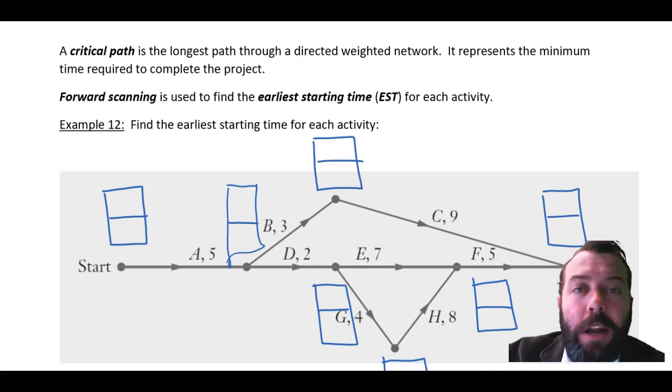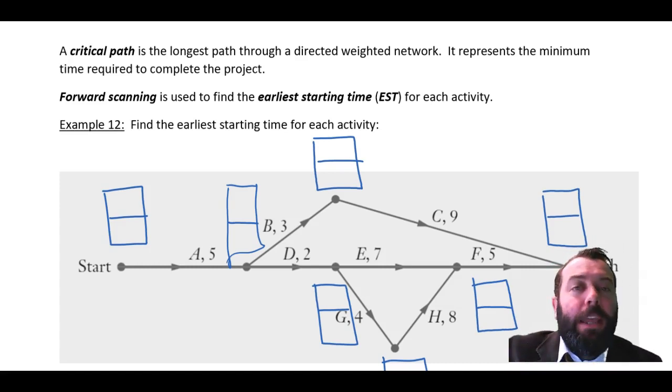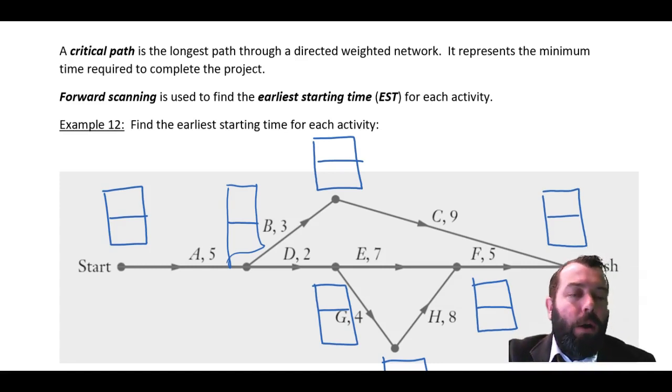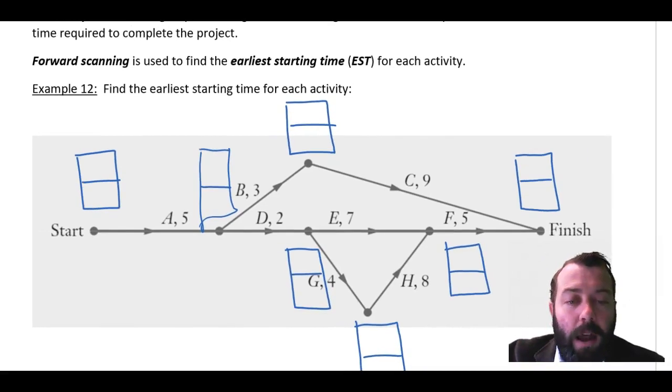In the first part we looked at activity tables and now we're going to look at critical paths, forward scanning and the earliest starting time. Now you can see here that I have a directed network graph, in fact a weighted directed network graph. I have a number of activities labelled A through H and they have numbers attached to them, that's fine.